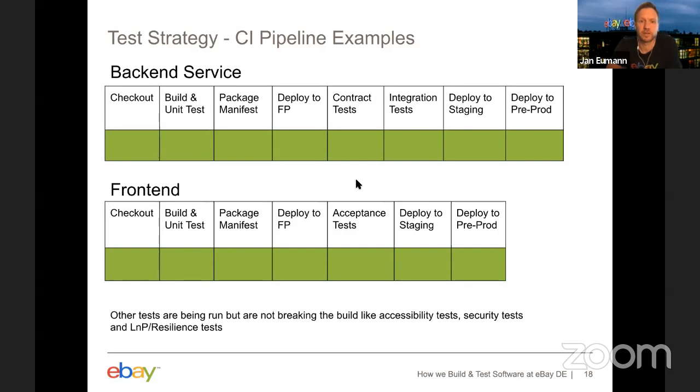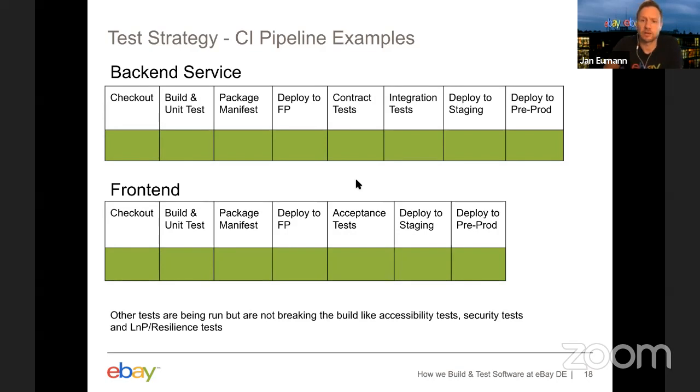Yeah, so just a quick pipeline example. For a backend service, after a commit in Git, we would check out, build and run the unit tests, and package the manifest, which is basically the build that will be installed. First, we install to an internal test environment, which is called a feature pool. That's dedicated more or less to our team. Other people can access it, but it's not integrated into the central test environment within eBay.